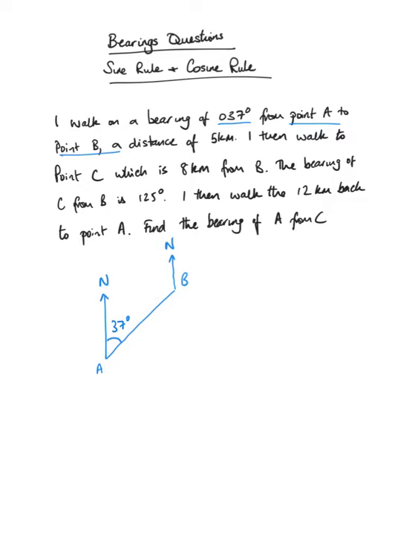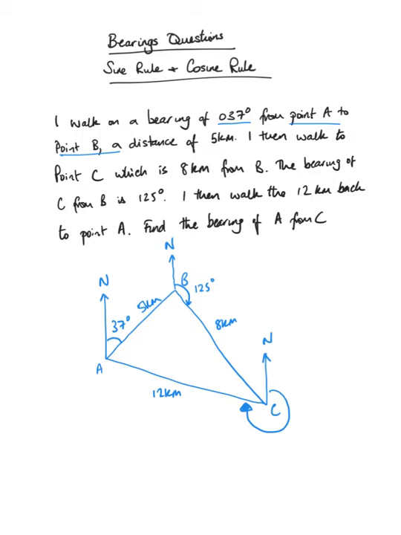What I'm then going to do is go to point C, somewhere down here. It tells me that this bearing here is 125 degrees. Put another north line, and then it tells me I walk straight back to A. So that line is going to come in there. What it's asking me to find is this bearing here. So what I've done is I've turned all of that writing into a picture so I can see what's going on. And I just need to put these distances on so I don't forget.